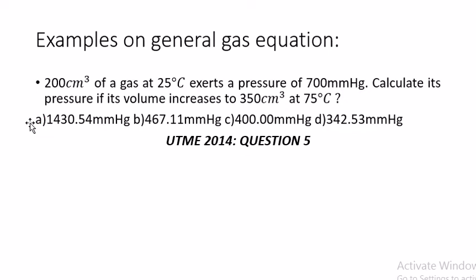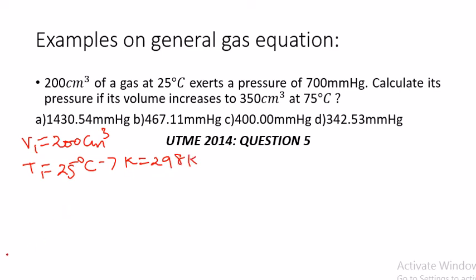This is another question on general gas equation. It's a UTME question. 200 centimeter cube of a gas at 25 degrees Celsius exerts a pressure of 700 millimeter mercury. Calculate its pressure if its volume increases to 350 centimeter cube at 75 degrees Celsius. So we have our initial volume, 200 centimeter cube. We have the initial temperature, 25 degrees Celsius. Convert this to Kelvin to be 298 Kelvin.